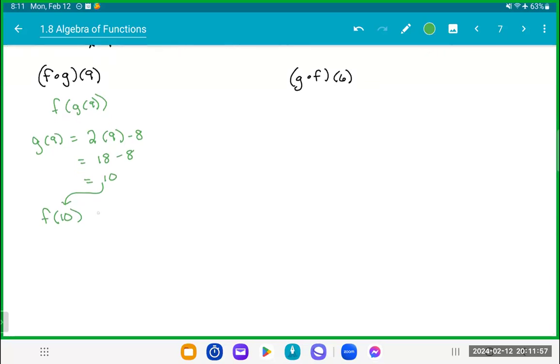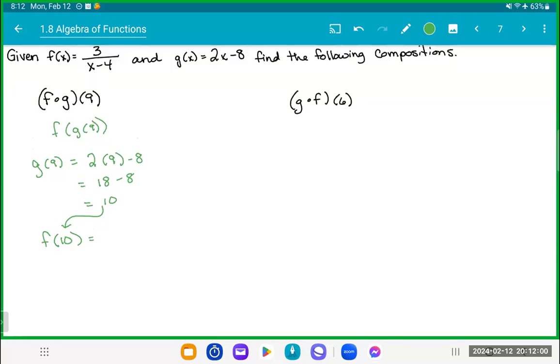Okay. So our f function is 3 over x minus 4. So that is 3 over 6, which is 1/2. And that would be your final solution for this problem, because it was asking us for f of g of 9, which is f of 10. Okay? Question.